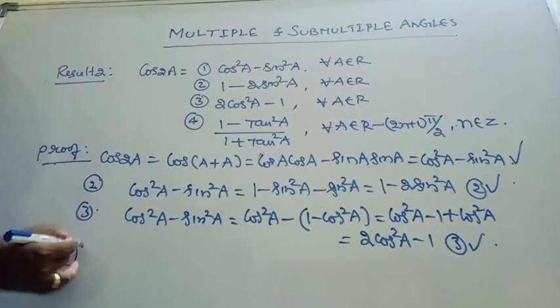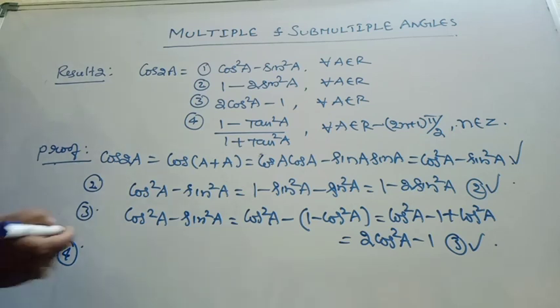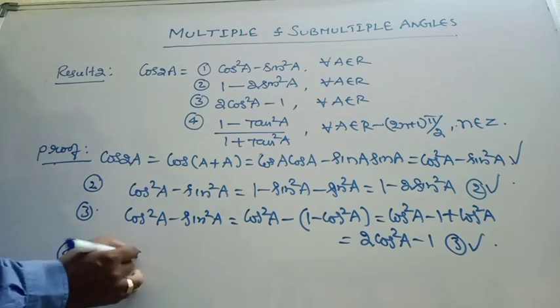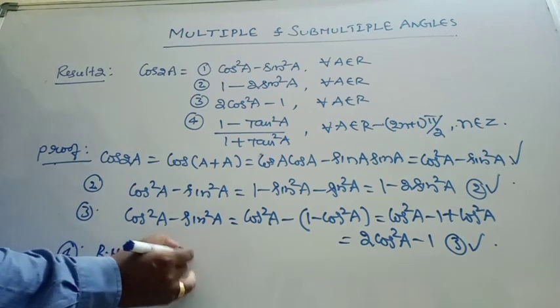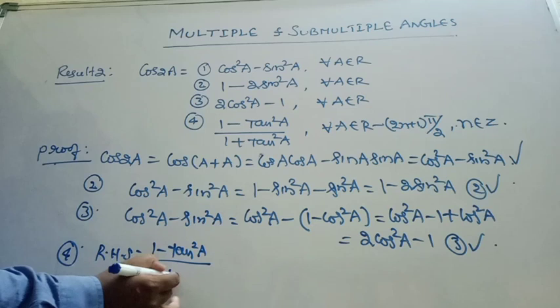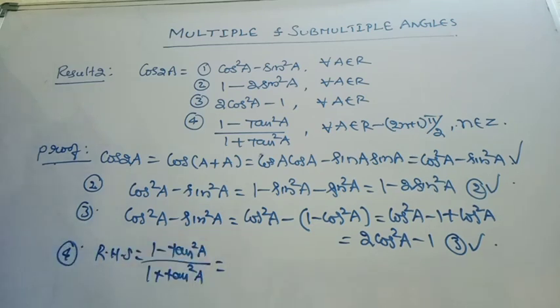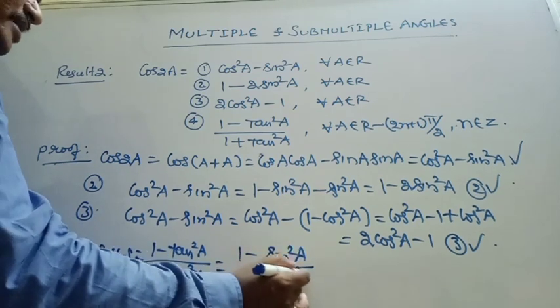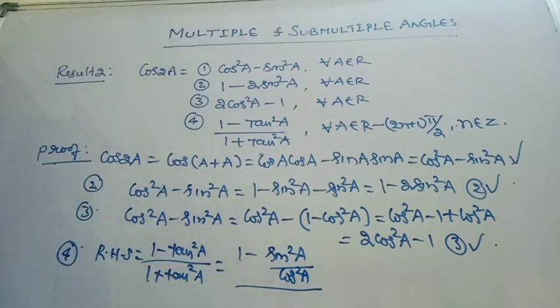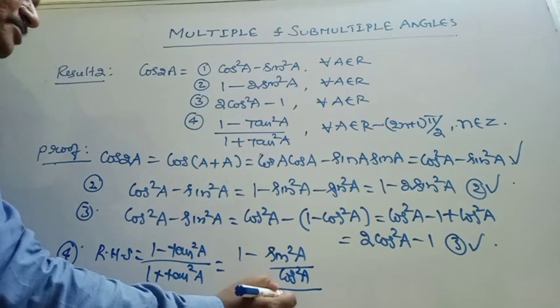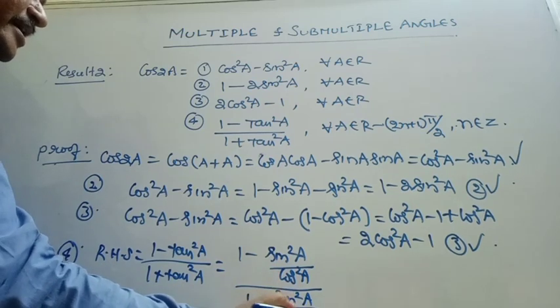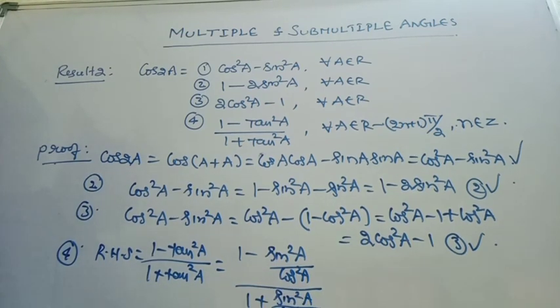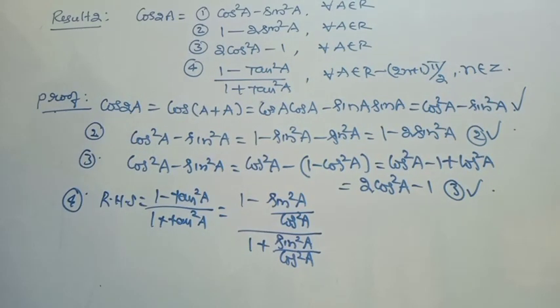Now the fourth one, my dear students, how we are going to do it: just observe, let us take the right hand side part. That is nothing but 1 minus tan square a by 1 plus tan square a. You know that tan square a means sin square a by cos square a. So this is 1 minus sin square a by cos square a, divided by 1 plus sin square a by cos square a.